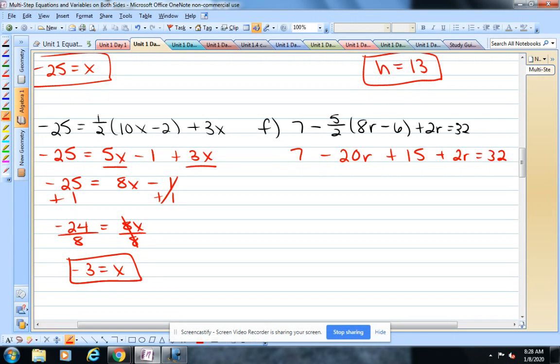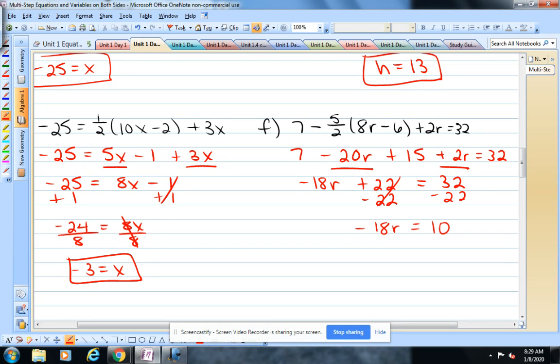And now what do I do? Like terms. And I've got constants and variables, don't I? Try again. Negative 18r. And then what's positive 7 plus 15? Positive 22 equals 32. So now I'm down to one variable. So how do I get it by itself? I combined those two and got 22. Subtract 22 on each side. I'm getting negative 18r equals 10.